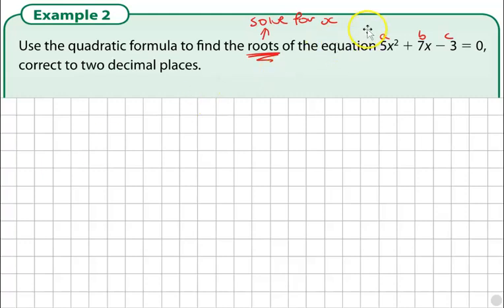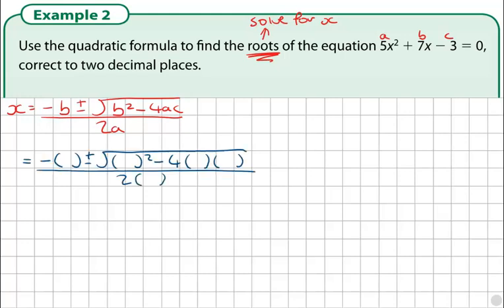So I label my equation ABC. I write out my formula. Replace all the letters with brackets. I'm going to replace the A's with 5. Replace the B's with 7. And replace the C with minus 3.